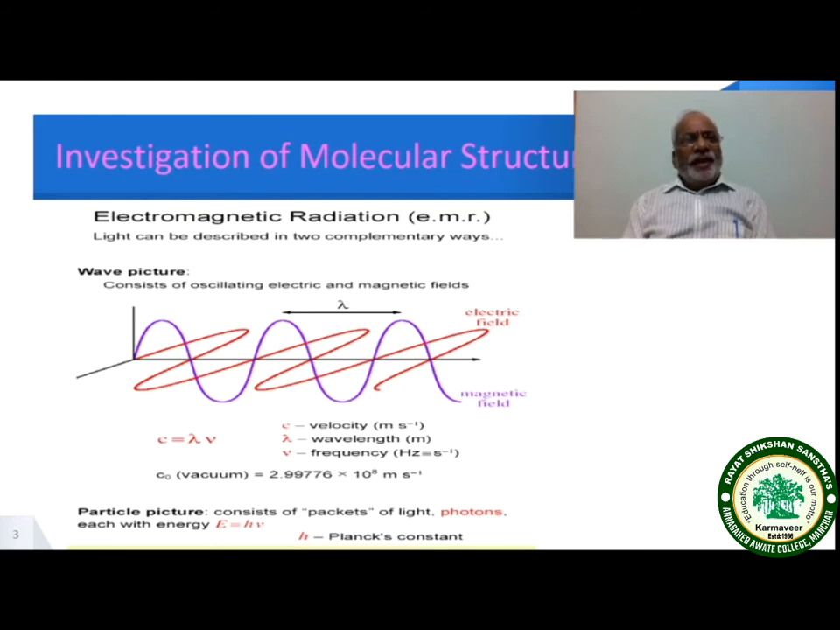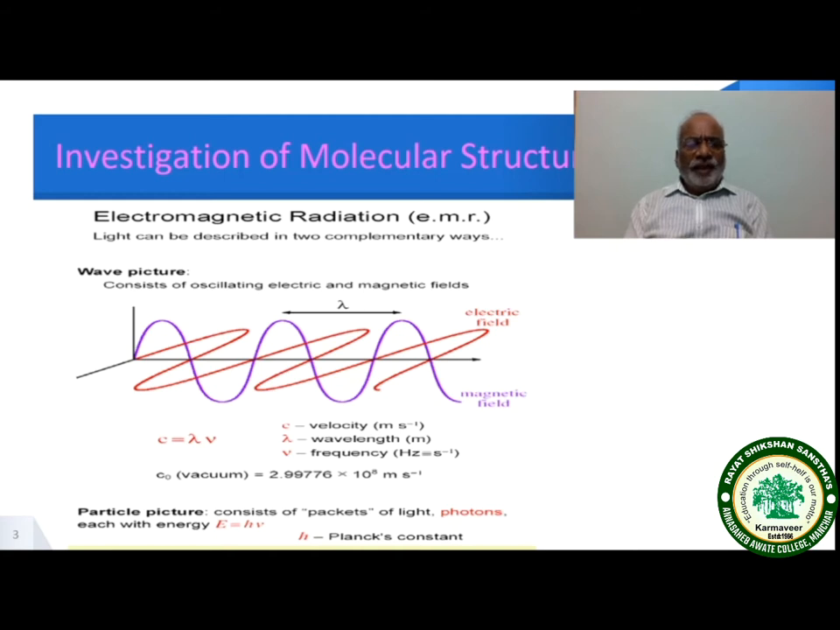Now, as I said initially, the electric component and magnetic component are both perpendicular to each other. In this graphic, the electromagnetic radiation is propagating from a source, and it is also called a sinusoidal wave. Red is the electric component, the electric field, while violet is the magnetic field, the magnetic component.